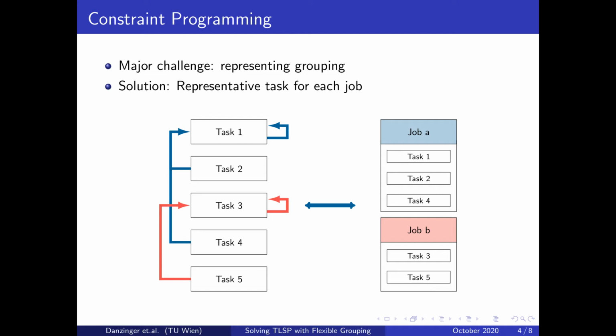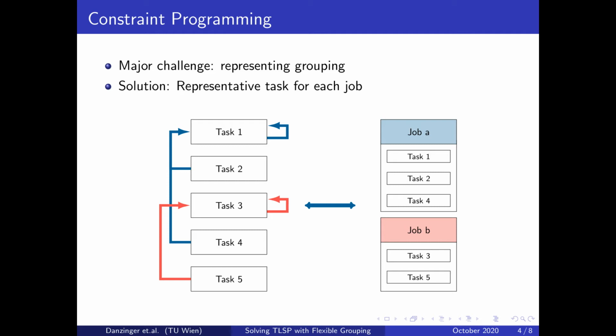Each task points at the representative task of the job it belongs to. These pointers are selected by the solver, so they are just an array of decision variables. On the slide there is an example of how this could look like, and in this case tasks 1, 2 and 4 all point at task 1, which means there is a job containing tasks 1, 2 and 4, which has task 1 as its representative task.